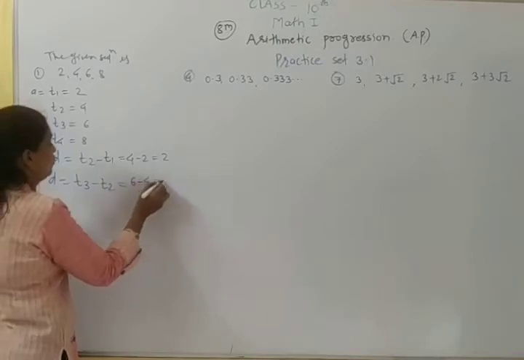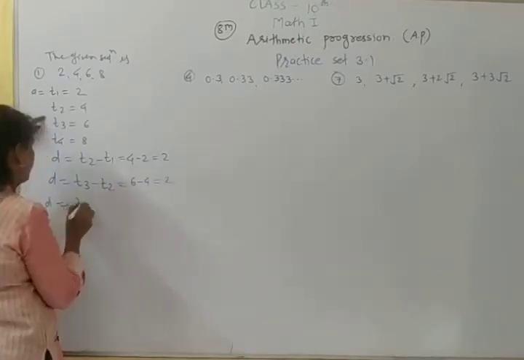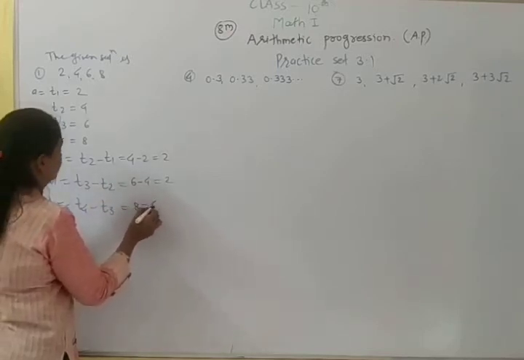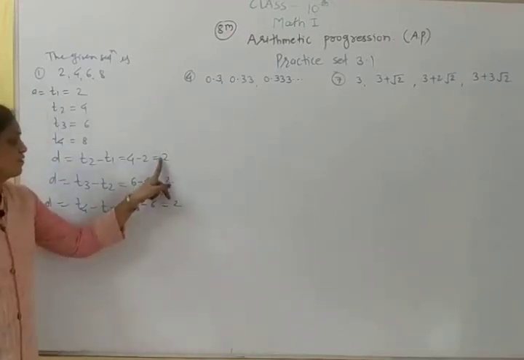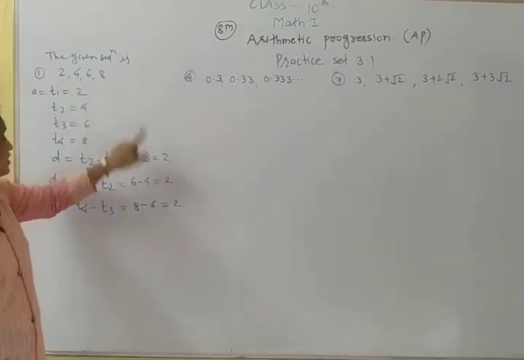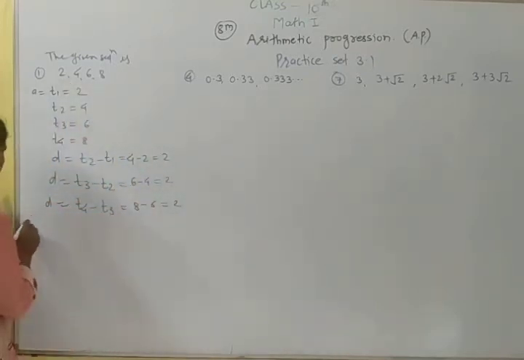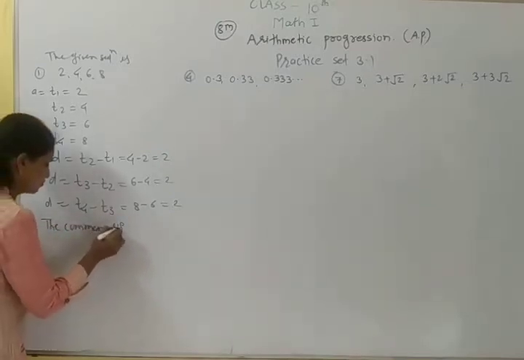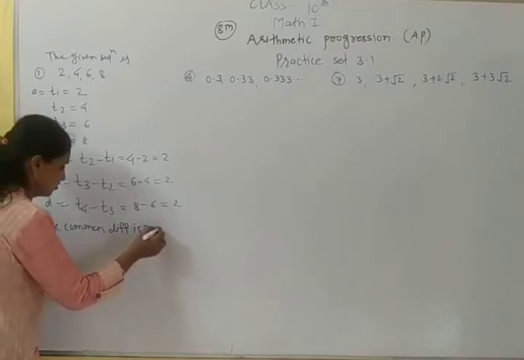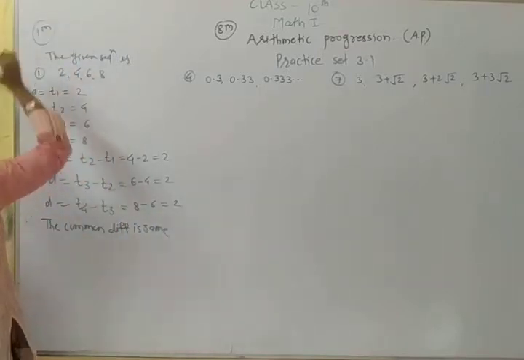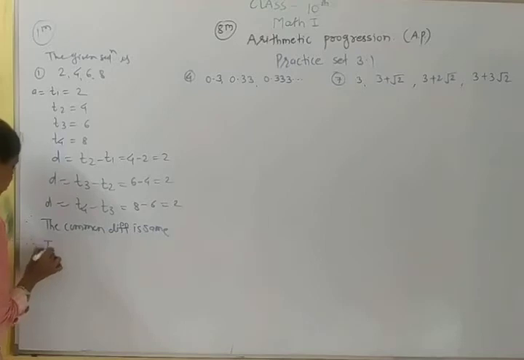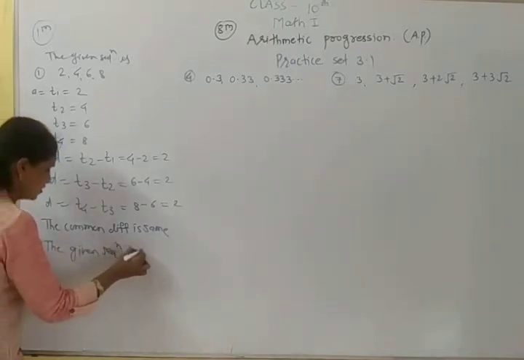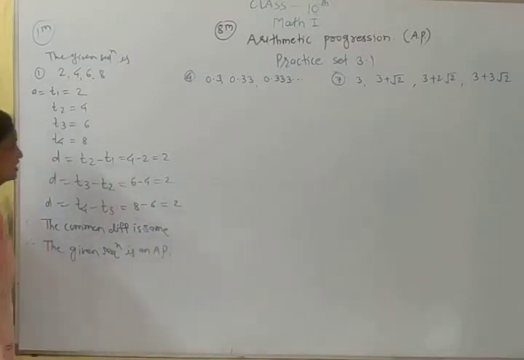6 minus 4 equal to 2. Again D equal to T4 minus T3, means 8 minus 6 equal to 2. Here the common difference is 2, 2, 2. In this sequence, the common difference is same. Therefore, the common difference is same. 1 mark question. Therefore, the given sequence is an AP.